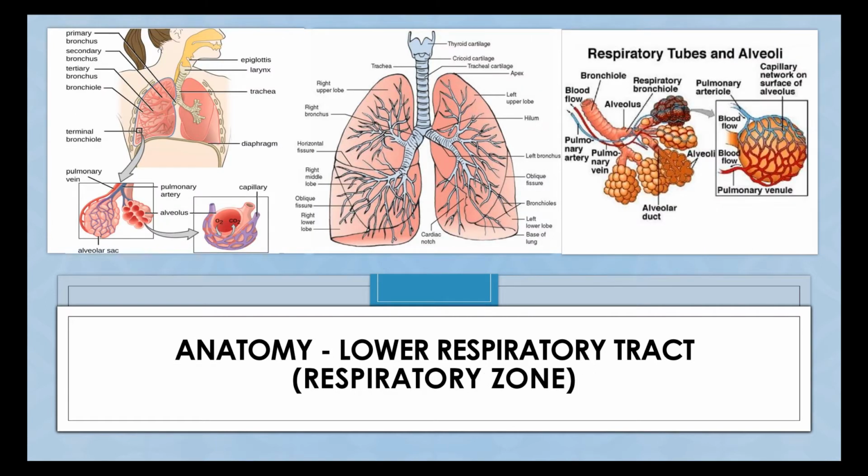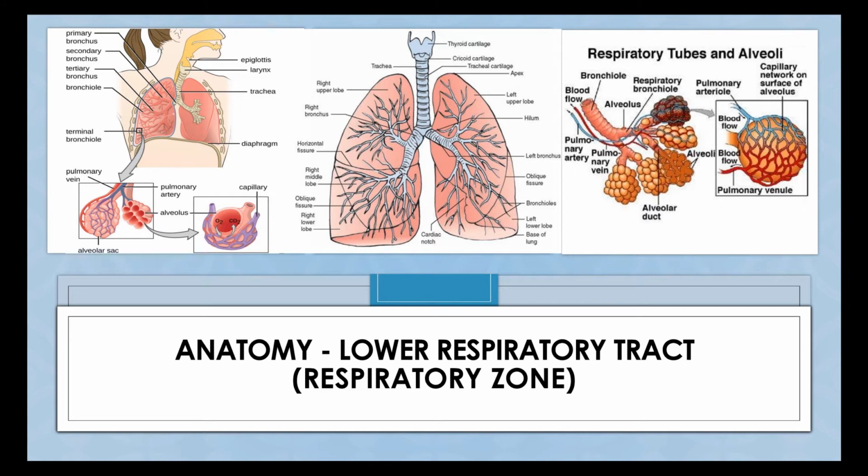The lower respiratory tract, or the respiratory zone, is composed of the trachea, the lungs, and all segments of the bronchial tree. The organs of the lower respiratory tract are located inside the thoracic or chest cavity. The trachea, also known as the windpipe, is a flexible tube running inferior to the larynx to divide into two bronchi, making up the bronchial tree.